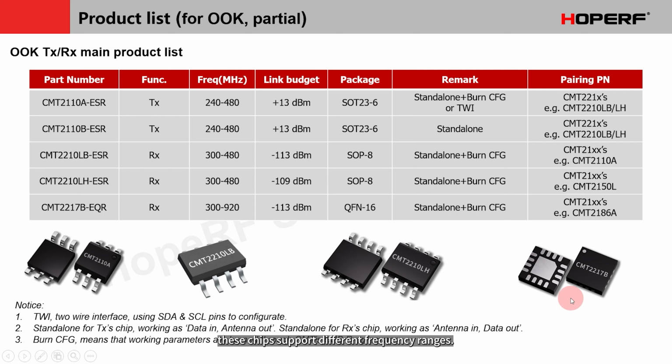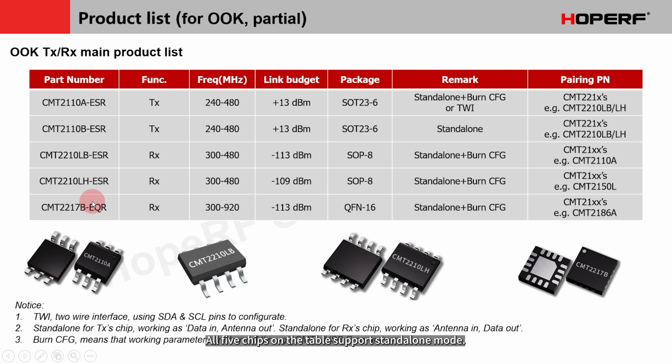Note that these chips support different frequency ranges. The transmitter chips cover 240 MHz to 480 MHz. The receiver chips mainly cover 300 MHz to 480 MHz. Of course, CMT2217B is a higher spec product. Thus, its frequency range extends to 920 MHz. Regarding transmit power for transmitter chips, all support up to plus 13 dBm. For receiver chip sensitivity, all are at the -110 dBm level.